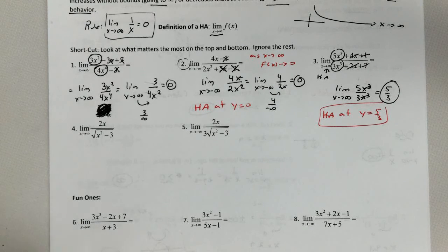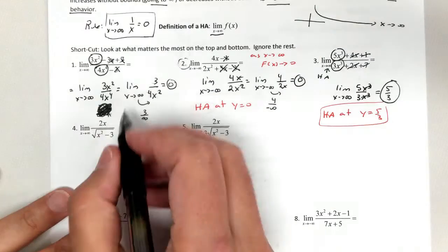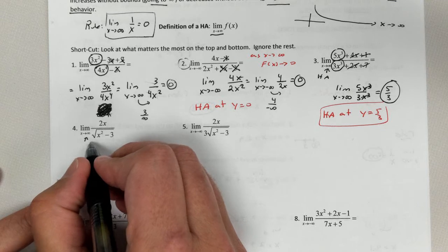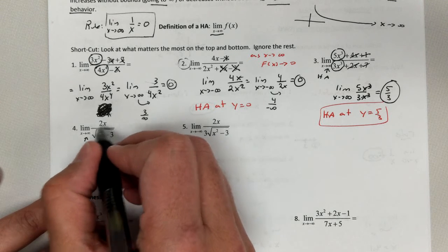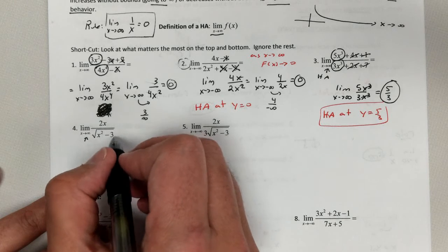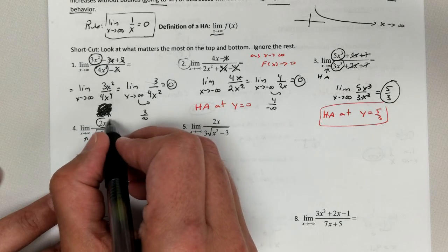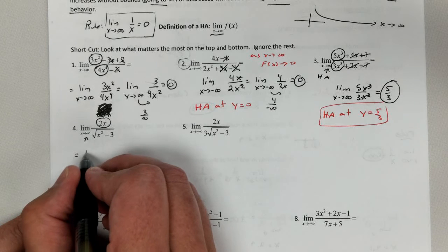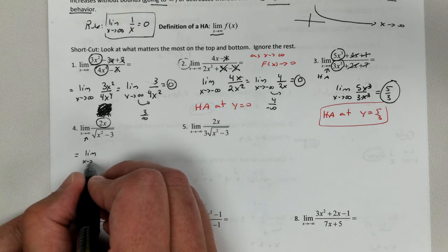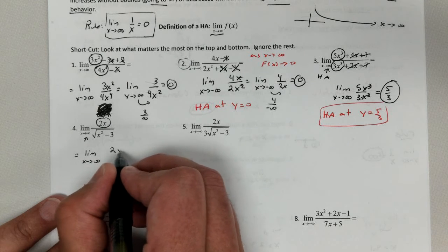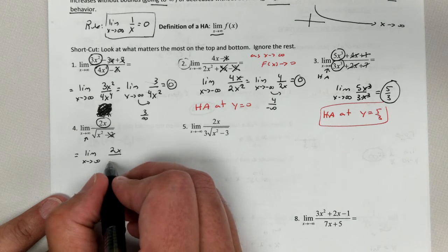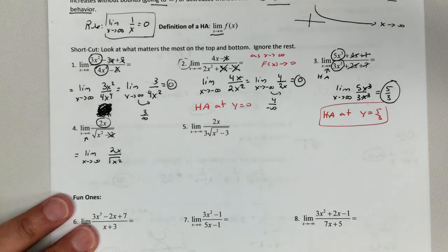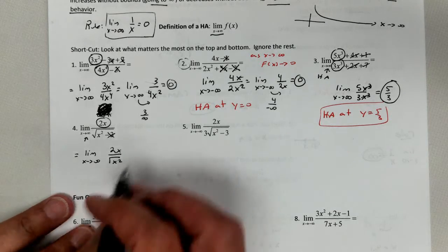So let's take a look at number 4. Well, as we go to infinity, when we start considering what matters the most, on the top of this one, we have 2x over the square root of x squared plus minus 3. We really only care about that 2x. So this becomes the limit as x goes to infinity. The top stays 2x. On the bottom, I don't care about that minus 3, so I'm left with the square root of x squared. All right, everybody, this is where the fun begins.